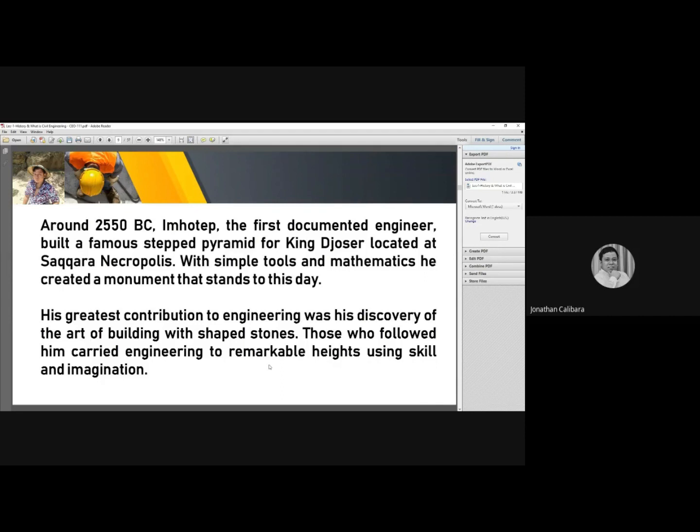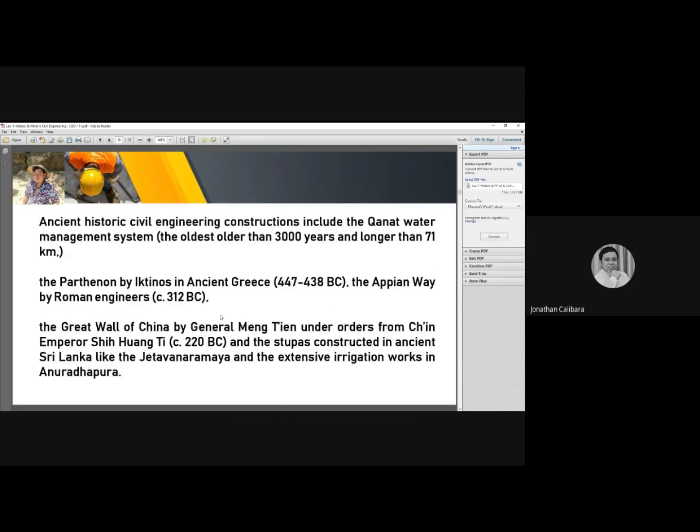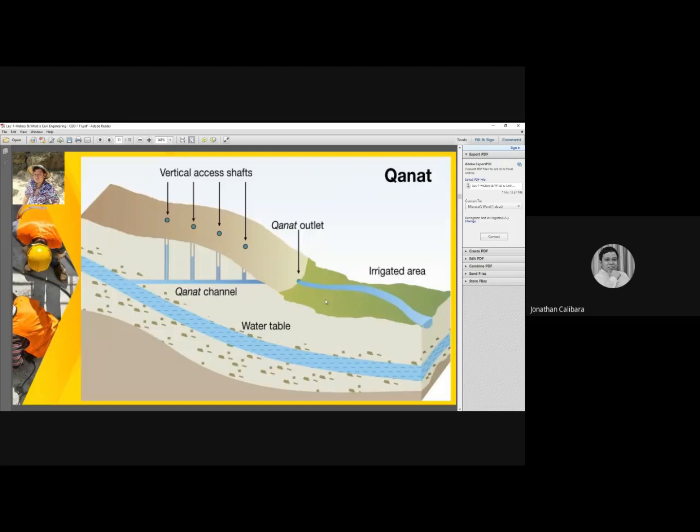Ancient histories of engineering construction include the Qanat water management system, the oldest, older than 3,000 years and as long as 71 kilometers. So it's long, 71 kilometers. If it were from Iligan to Cagayan, that's a very long water management plan. I think I have pictures here. This is just a diagram about the Qanat water system for irrigation. So its purpose is irrigation, meaning they had engineering before about water management.